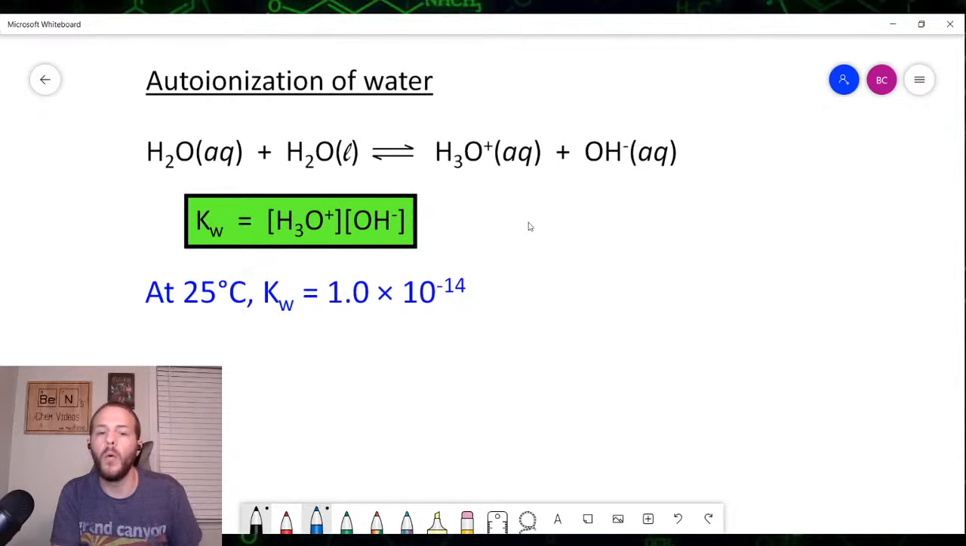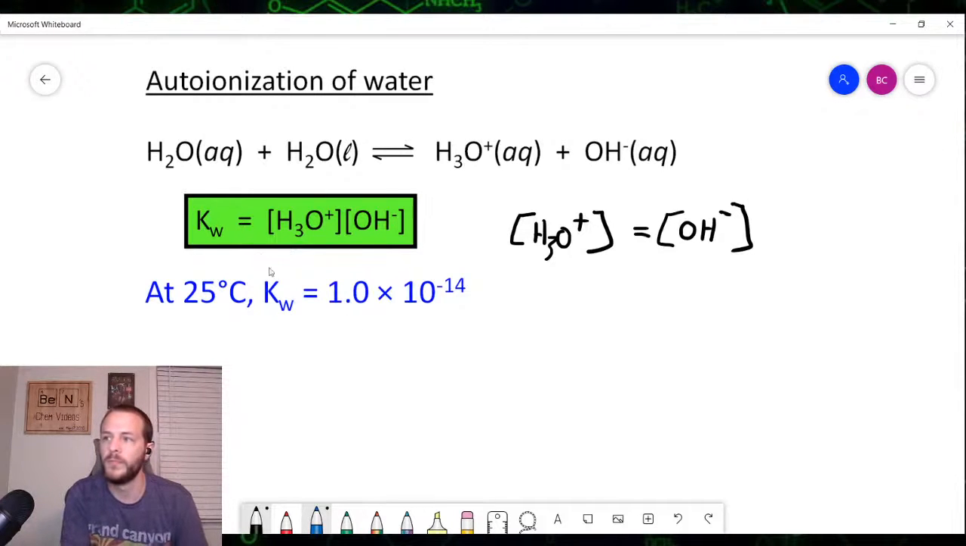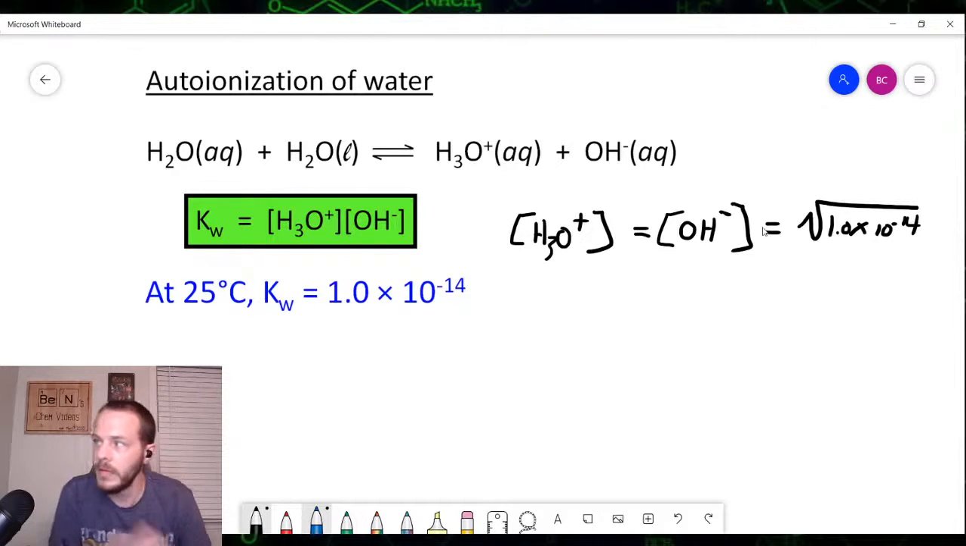Well, we know that because water is the only source of hydronium and hydroxide, the concentration of hydronium ion, H3O plus, is going to be equal to the concentration of hydroxide ion, OH minus, right? And since the product of these two is equal to 1.0 times 10 to the minus 14, the concentration of hydroxide, which is equal to the concentration of hydronium, is going to be equal to the square root of Kw, the square root of 1.0 times 10 to the minus 14. Because these two are equal, when you multiply them together, you get Kw. That means to solve for either one of them, you take the square root of Kw.